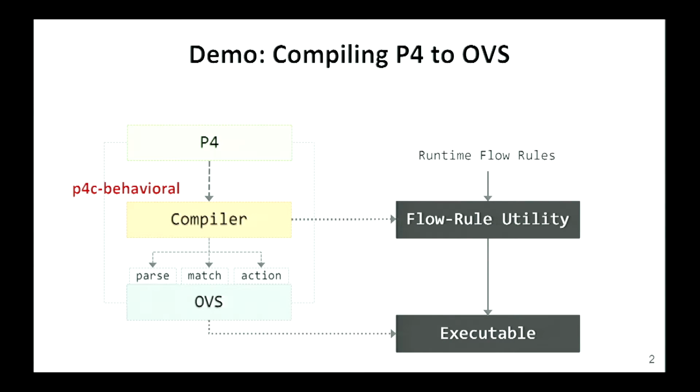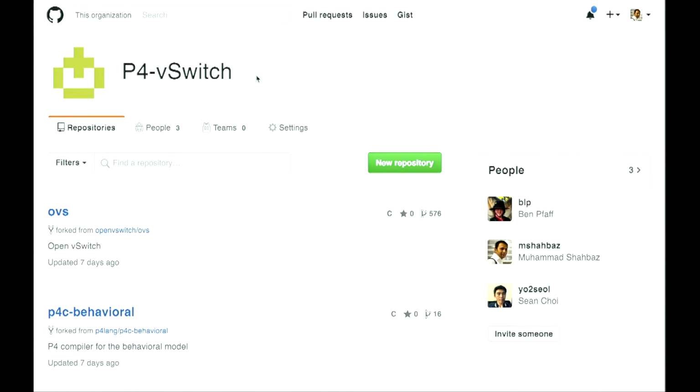The repositories that we are using are the P4C behavioral, which is available on P4Lang. We use this to implement our compiler, and then the OVS executable is built using LLVM, which is again a general purpose C compiler for building x86 or whatever the backend executables. So moving on, I just want to emphasize that this is real. We have code for both OVS and P4C behavioral. So you can go on to GitHub on the P4 vSwitch organization and download and start using and testing this code.